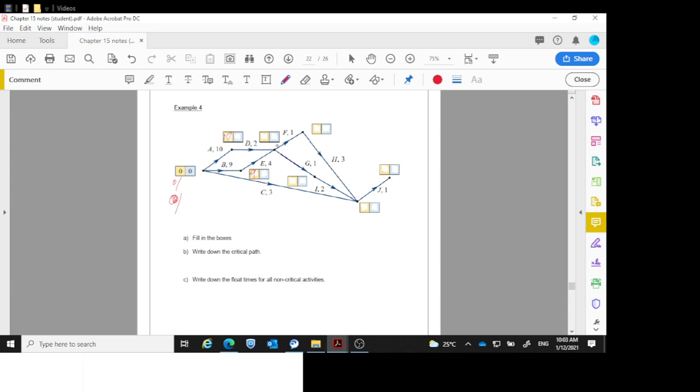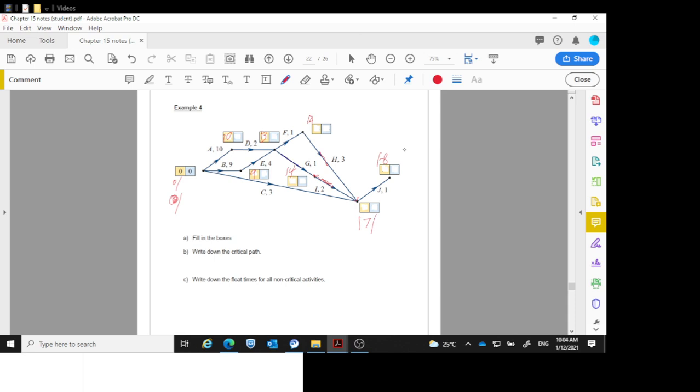Okay, 10 plus 2 is 12, or 9 plus 4, 13. 13 is it. 13 is the biggest one. 13 plus 1 is 14. I'm just going to write it on the outside there, 14. Okay, at this point here, 13 plus 1, 14. To here, I've got 14 plus the 3, which is 17. 14 plus 1 is 15. 17 is the biggest so far, or 14 plus 2, sorry, 16. So I've got 17, or 16, or 3. So 17 is it. 17 plus 1, 18.